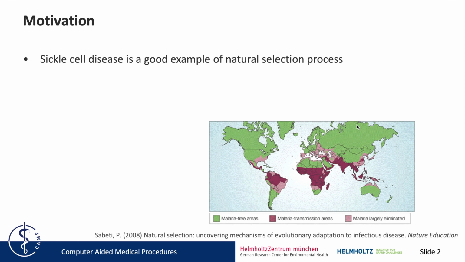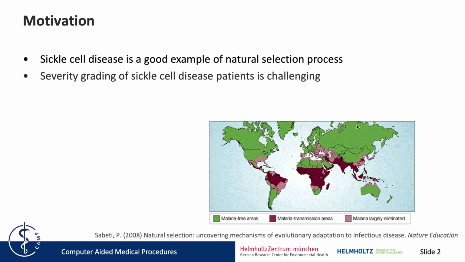Sickle cell disease is a good example of the natural selection process. People with one mutated gene are less likely to die from malaria, while people with two mutated genes experience complications and anemia. In Africa, up to 40% of people are believed to carry one of the sickle genes.